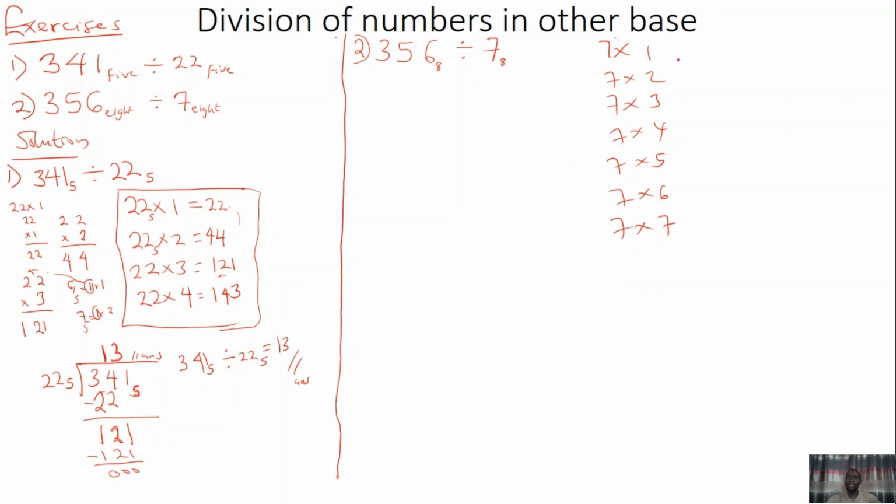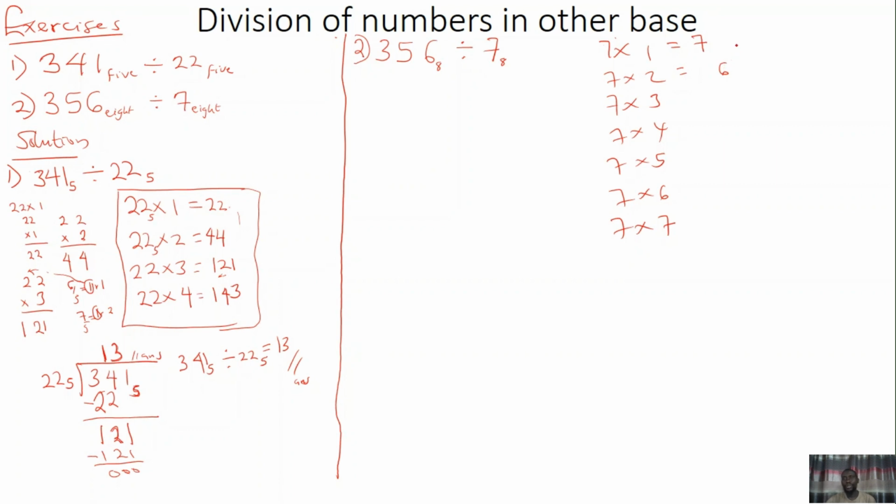Now let's look at 7 times 1. 7 times 1 is equals to 7, and since it's less than 8, that will be 7. We don't need to evaluate it further. 7 times 2 is 14. Because 14 is greater than 8, we are going to divide 14 by 8, and that will be 1 remainder 6.